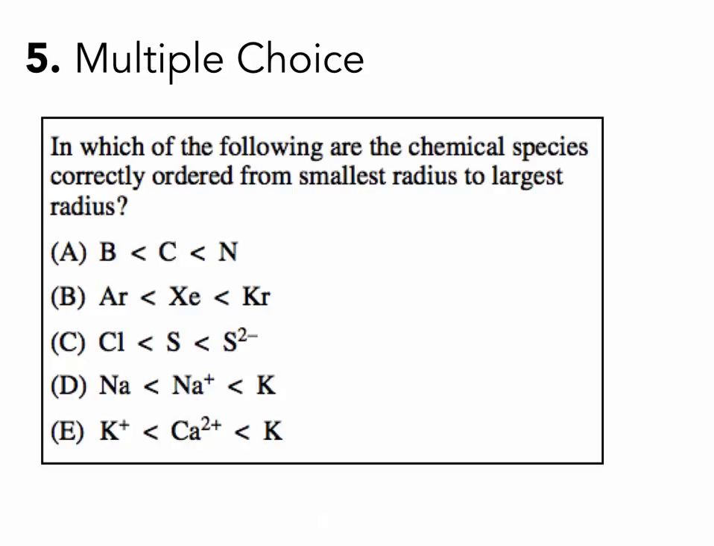So for the multiple choice question here, I want you to press pause and answer this question. Buzz your answer into the form below, the choices below. In which of the following are the chemical species correctly ordered from smallest radius to largest radius? So you probably know what I'm about to say. You should be thinking about it this way. In which of the following are the chemical species correctly ordered from largest ionization energy to smallest ionization energy?